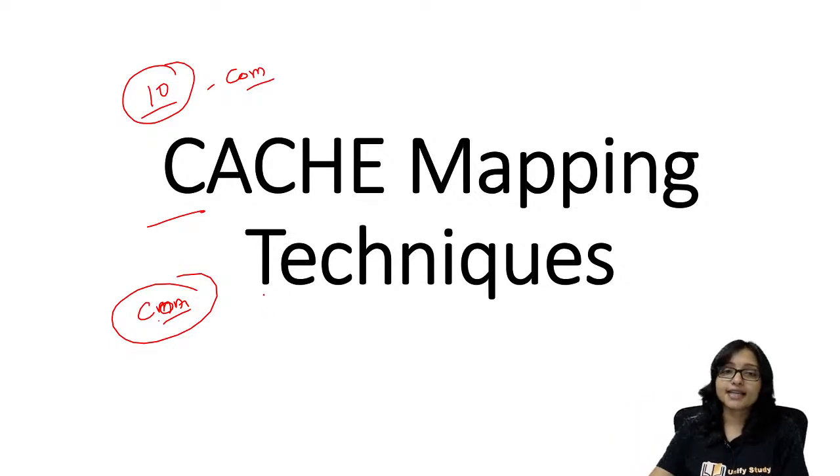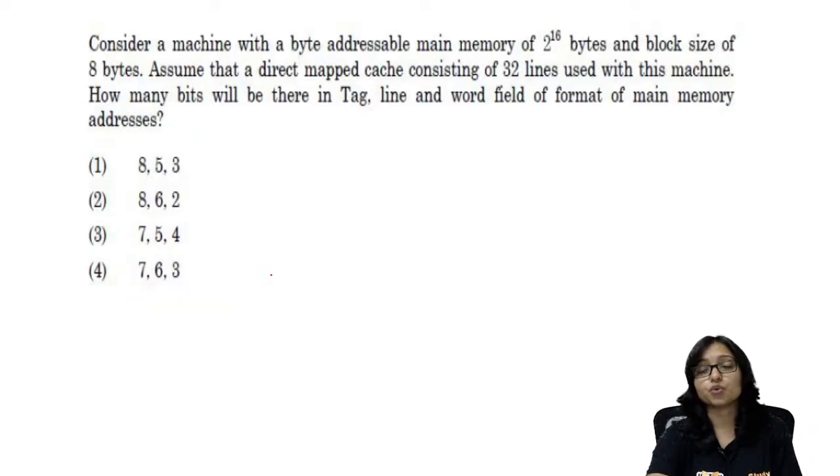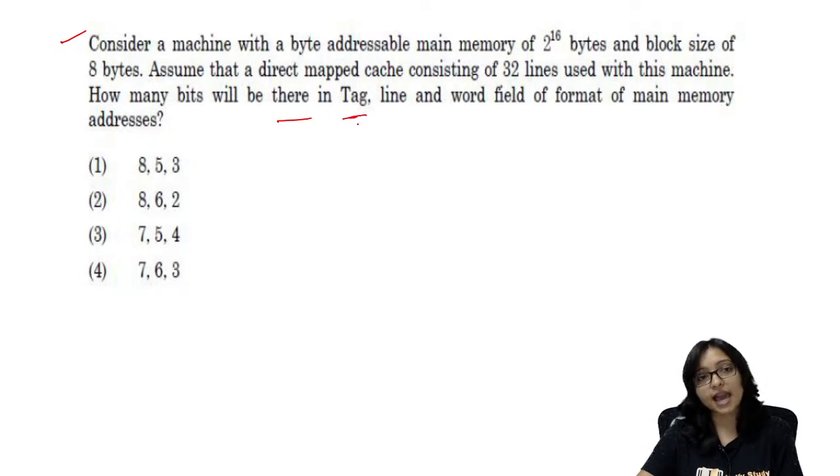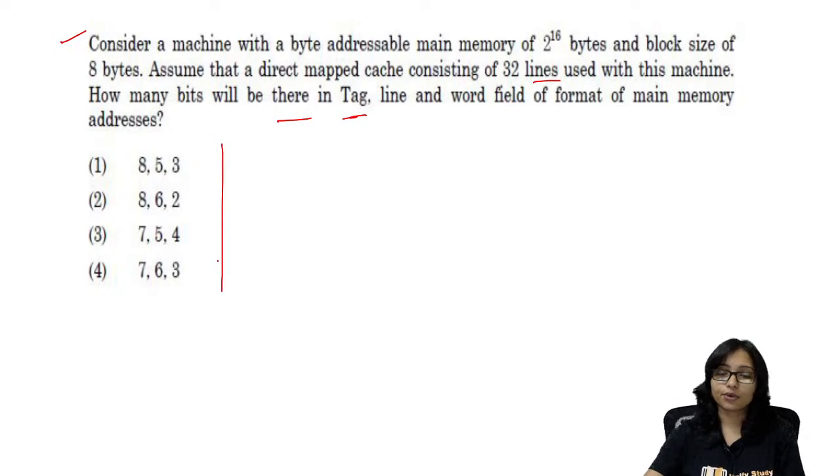So let's start cache mapping. Under cache mapping, what types of questions are they asking? In one type of question, they provide addresses, and after that they ask what will be the number of bits in the tag, what will be the memory size, what will be the number of lines. In that way, they are asking the question.